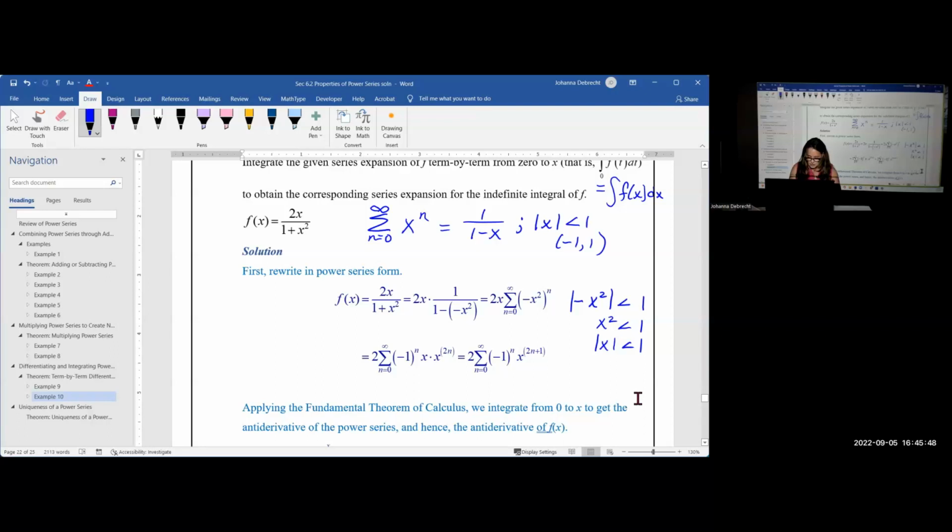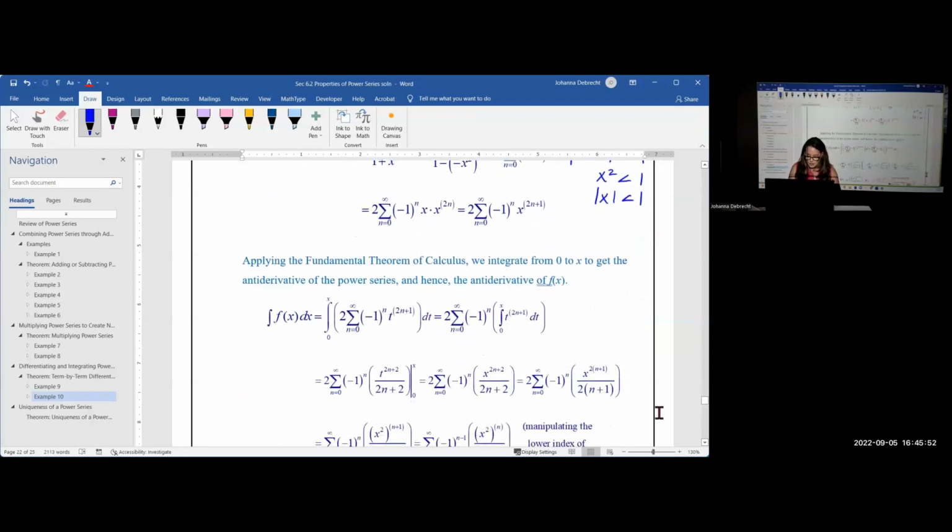Now, we're going to apply the fundamental theorem of calculus, and we're going to integrate from 0 to x to get the antiderivative of the original function f. The antiderivative of f of x dx is equal to the integral from 0 to x of f of t dt. This is from the fundamental theorem of calculus. So we apply this integral from 0 to x with respect to a dummy variable dt, which means we have to rewrite the summand in terms of t, not x. So our x to the 2n plus 1 becomes t to the 2n plus 1.